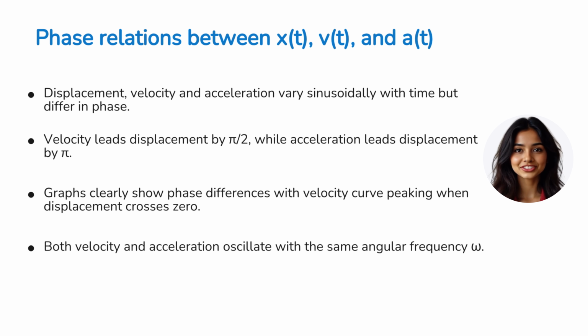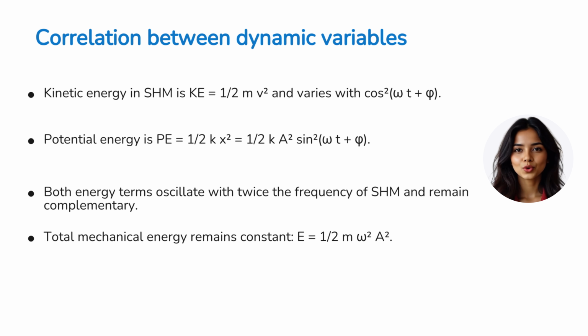This phase difference is crucial because it explains why particles don't just get stuck or shoot off, they smoothly trade energy between kinetic and potential forms to keep oscillating. Imagine a roller coaster that trades its speed for height all the time. That's a great way to think about energy in SHM. Here, the kinetic energy depends on how fast the particle moves and the potential energy depends on how far it's displaced.